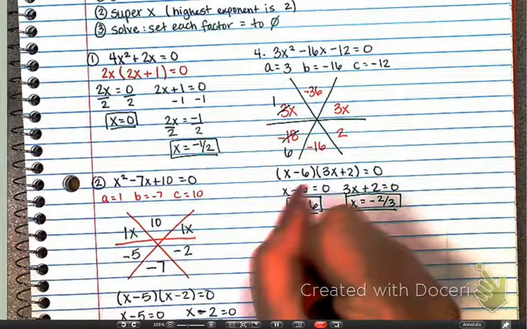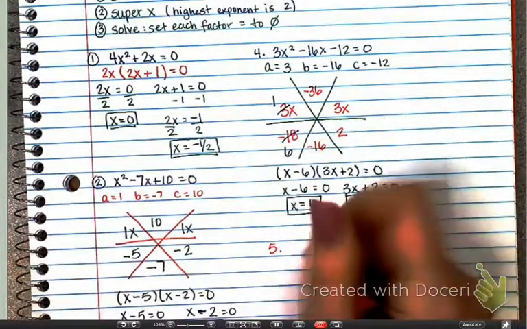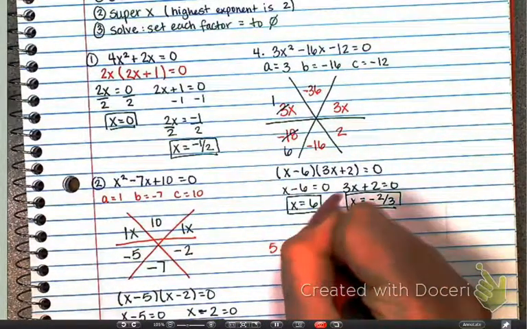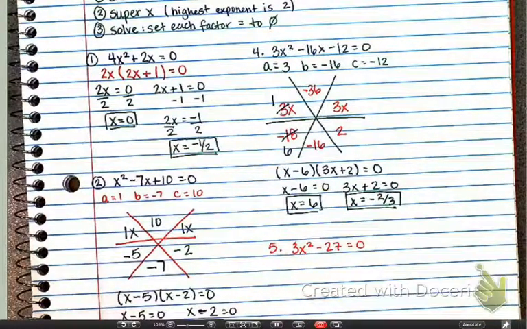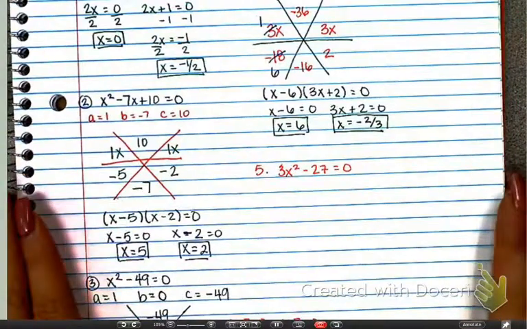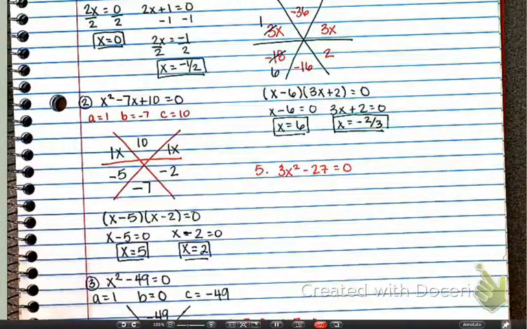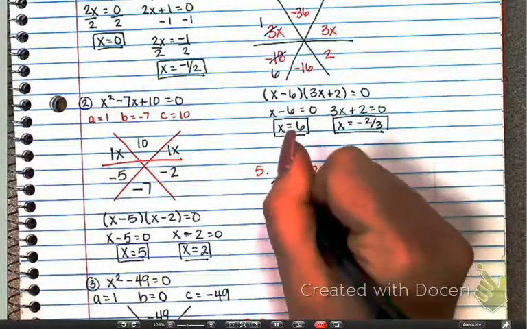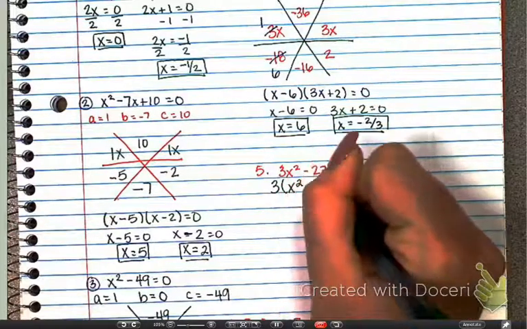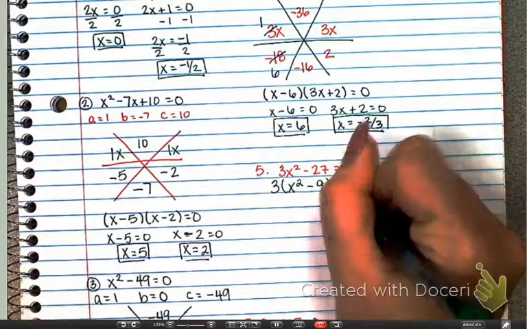Okay, let's see if we do good on this one, then I won't give you the last one. So why don't you try 3x squared minus 27 equals 0. I want everyone to try that, factor and solve. What's the greatest common factor between 3x squared and negative 27? 3. So I pull out a 3, and I'm left with x squared minus 9 equals 0.